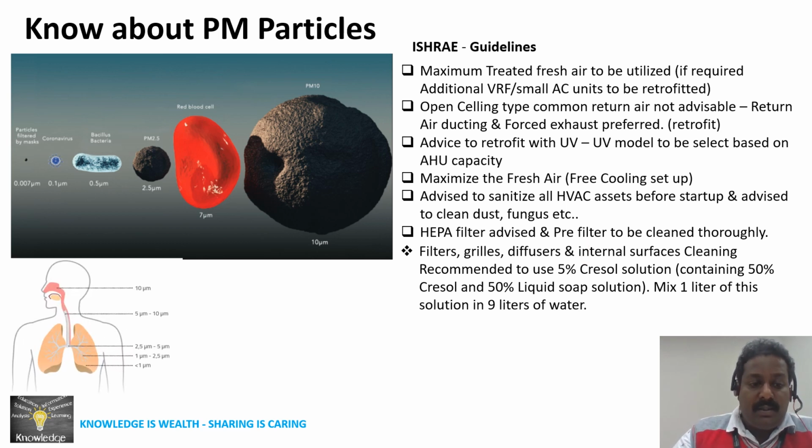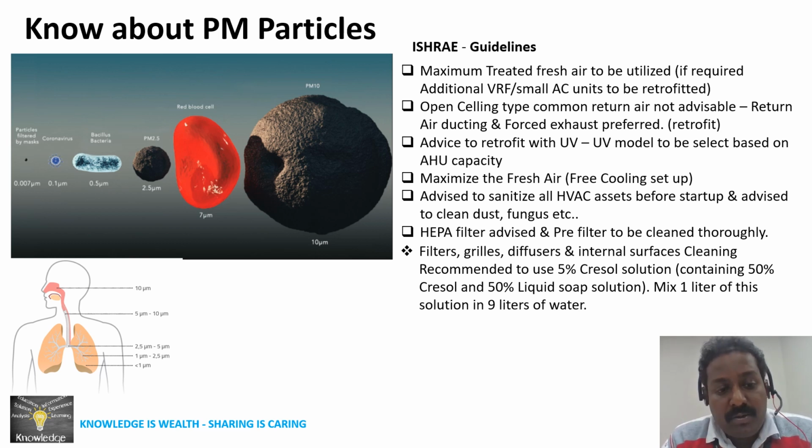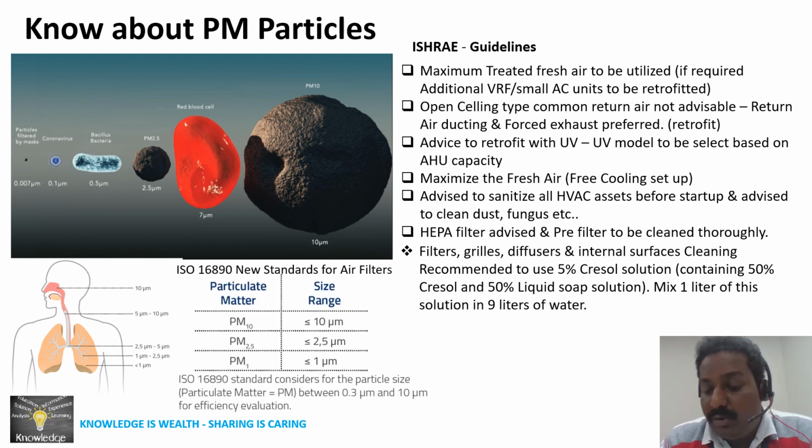Why? Because ASHRAE declared that particles of about 10 micron will seriously impact our nose and throat, and particles of about 2.5 to 1 micron, which are viruses and bacteria, if they enter, will impact our lungs and breathing system. So that is why we are more cautious about filter selection, because how much a filter can filter is very important. We are going to discuss filter selection.